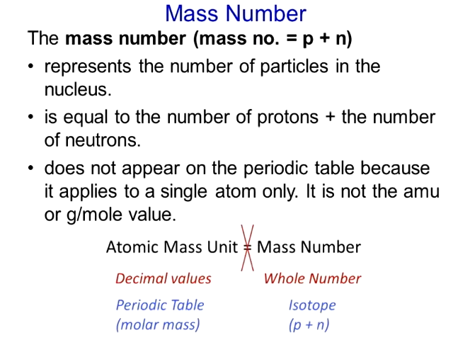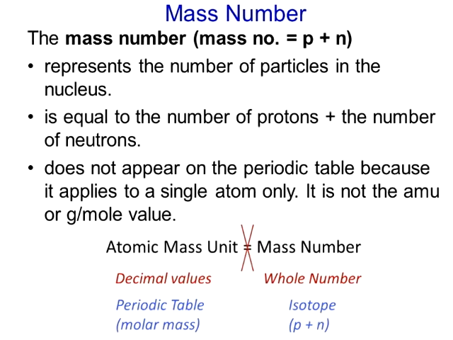Let's talk some more about that mass number. The mass number equals protons plus neutrons. That's it. It is not the rounded value from the molar mass that's on the periodic table. It represents the number of particles in the nucleus. So you know the mass number, you know how many particles are in the nucleus. And the nucleus is where the protons and neutrons are.